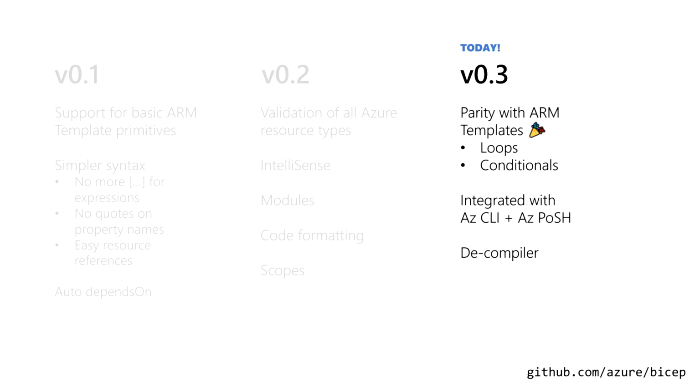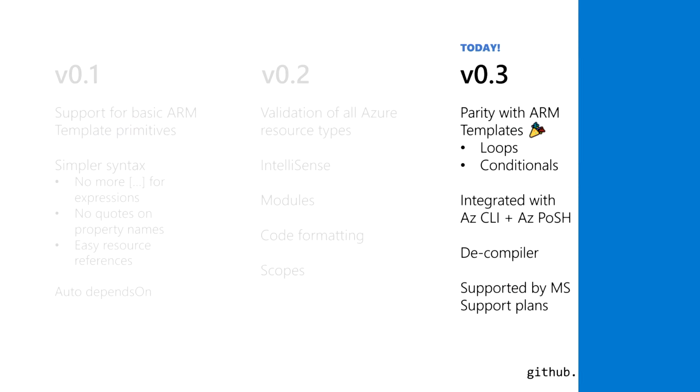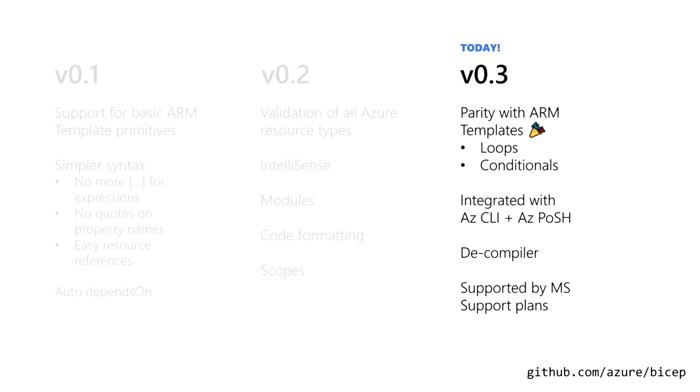We have a decompiler now, so if you are ready to switch, we, in kind of a best effort way, will take your ARM template and convert it into Bicep code. And it actually does a really good job, way better than I thought it was going to be able to do. So you can really take a lot of your ARM templates and just run it through the decompiler and have a starting point. It's ultimately machine-generated code, so you may want to refactor some names and things like that, but it's a pretty good jumpstart. And last, but arguably most importantly, it's now supported by Microsoft support plans.